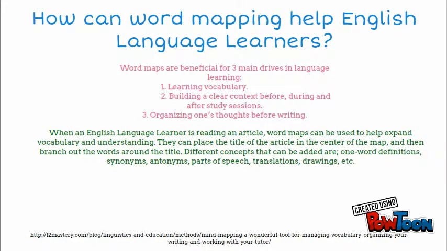When an English language learner is reading an article, word maps can be used to help expand vocabulary and understanding. They can place the title of the article in the center of the map and then branch out words around the title. Different concepts that can be added are one-word definitions, synonyms, antonyms, parts of speech, translations, or drawings.